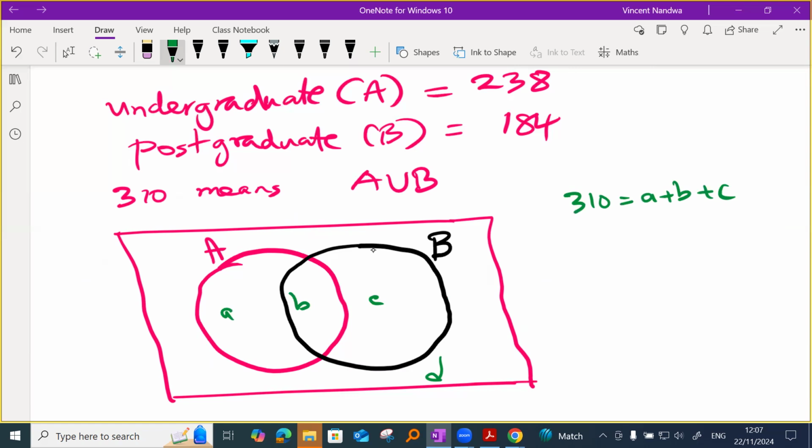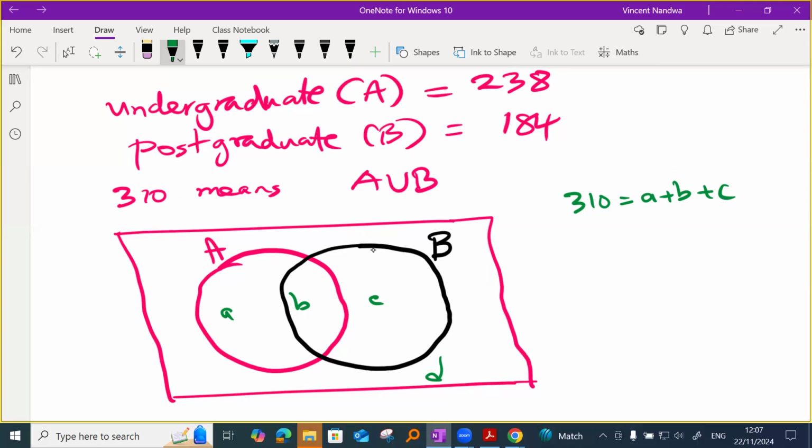So the question actually had some common sense in it for you to first understand. When we say 310 have degrees of any kind, then either the person has an undergraduate degree or a postgraduate degree. So there is another circle representing that set of 310.